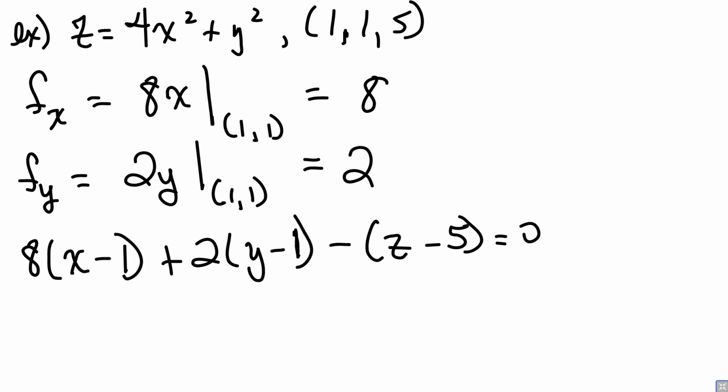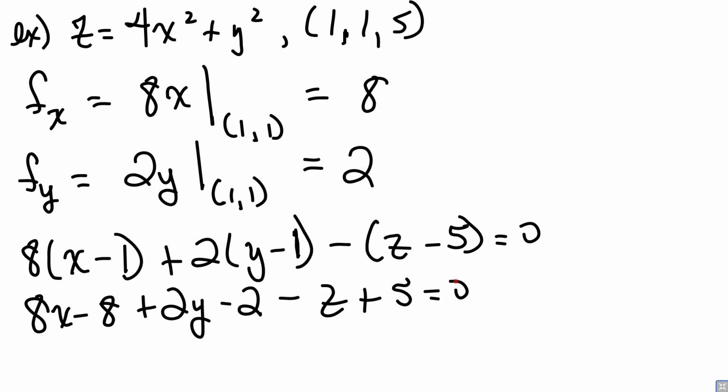And again, basically what we're going to do now is just clean it up a little bit. So we're going to end up with 8x minus 8 plus 2y minus 2 minus z plus 5 is equal to 0. So we can say that 8x plus 2y minus z is going to be equal to what? 5. And there we go. Any questions?